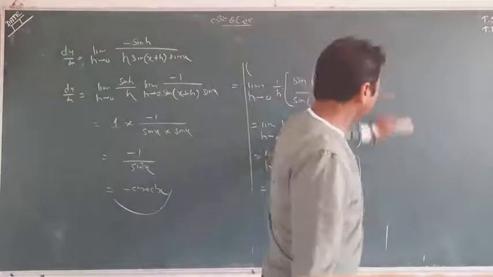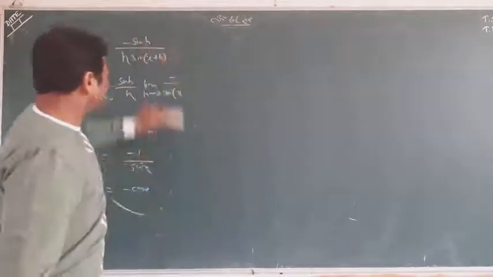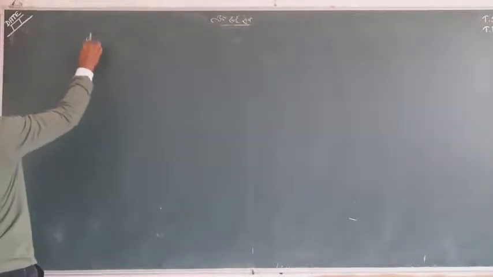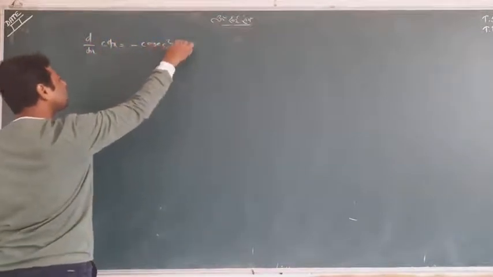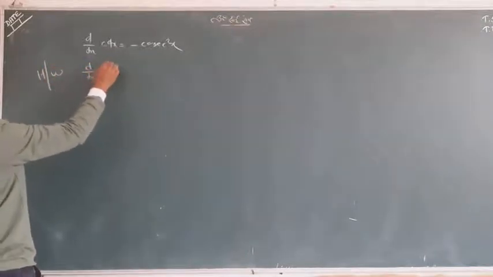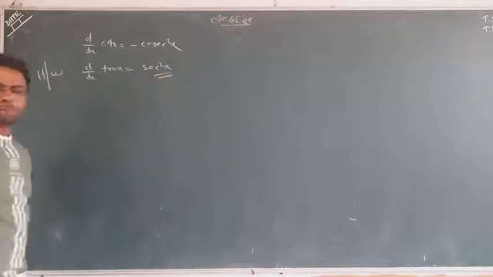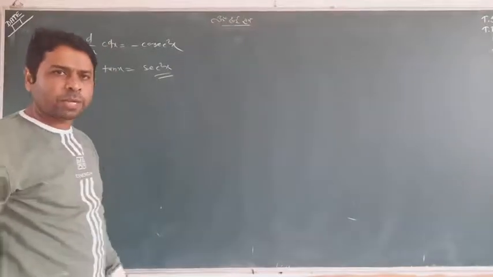Now student, what you learned here is none else but the differentiation of cot x we have obtained, which is minus cosec square x. So homework on you only. d by dx of tan x, by the same method you have to do, which will become sec square x. So student, keep remembering this thing, sec square x will be the answer for tan x.